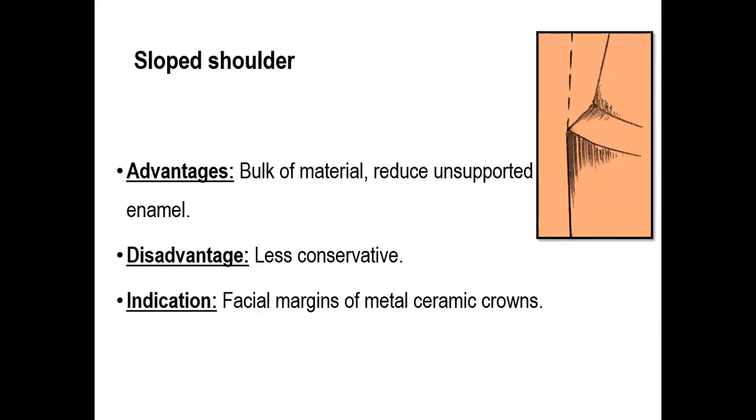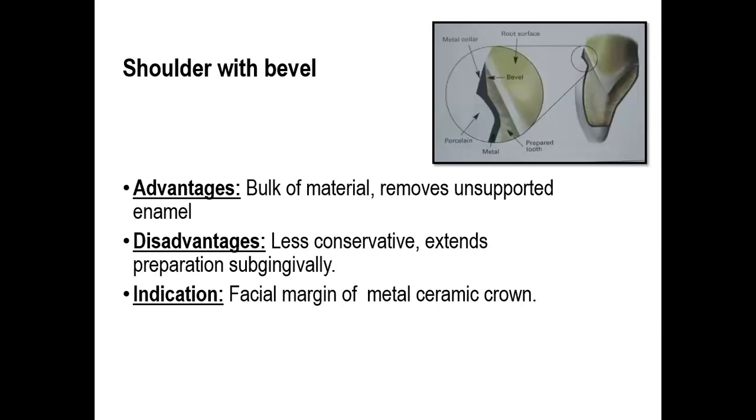Sloped shoulder. It is a modification of the classic shoulder. That is, the finish line is characterized by a 120-degree angle as compared to the classic shoulder, which was 90 degrees. Advantages include bulk of the material and reduced unsupported enamel. Disadvantage is the same as that of classic shoulder, less conservative. It is indicated in the facial margin of metal ceramic crowns. Now, shoulder with bevel. I have already said the advantages of using a bevel. Bulk of material removes unsupported enamel. Disadvantages include less conservative, extends preparation subgingivally. It is indicated in the facial margin of metal ceramic crowns.